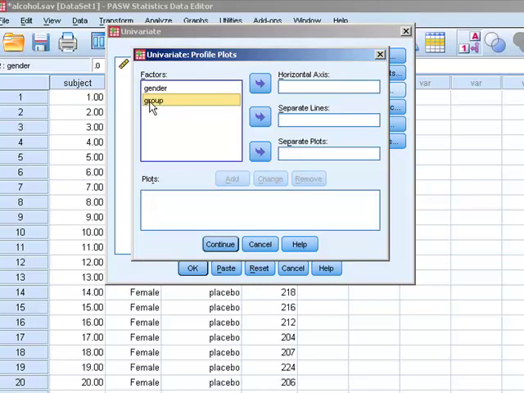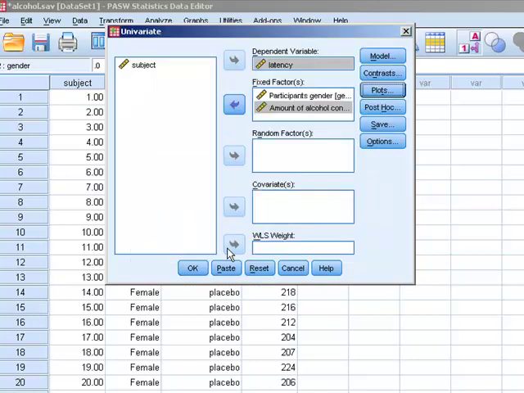Placebo is 0 dose. So we'll put that in the horizontal axis, and then we'll have separate lines for the genders, for males and females. Sometimes I'll include this in both orientations, because it'll be easier for me to see what's going on. But really just a single plot is sufficient here.